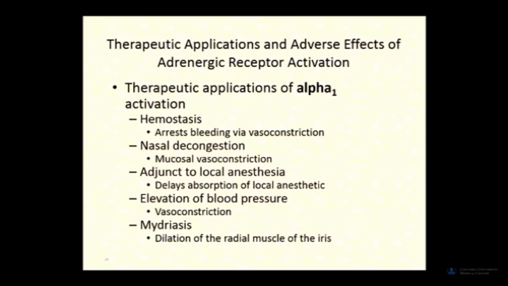Alpha 1 agonists, especially epinephrine, are often used along with local anesthetics, because by constricting local blood vessels, it reduces the diffusion of the anesthetic away from the site and helps delay absorption and increase the effect of that local anesthesia. Okay. Elevation of blood pressure, right? We cause vasoconstriction systemically and it elevates blood pressure.